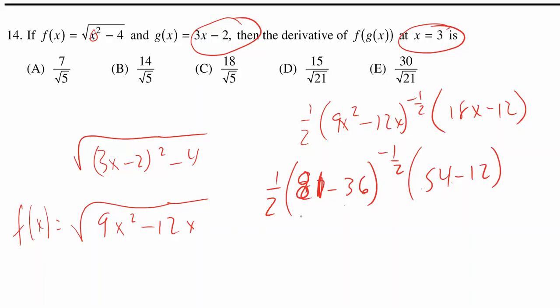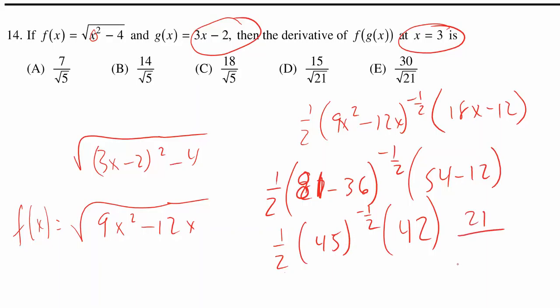Let's do some cleaning up. 45 to the negative 1/2 times 42. All right. Well, 1/2 of 42, let's call that 21 over the square root of 45, which still isn't even an option. But one of our algebra properties of simplifying the square root of 45 is 9 times 5, so we can take out the 3. So 21 over 3 root 5, make that a 7. 7 over root 5's got to be my answer. Good.